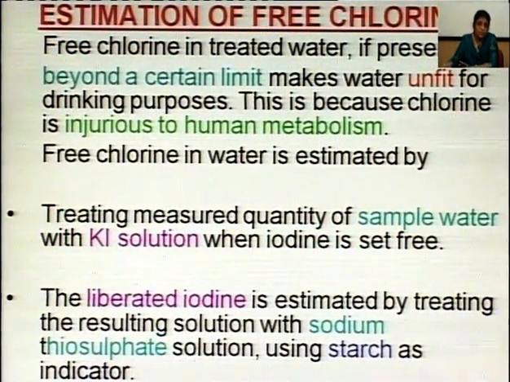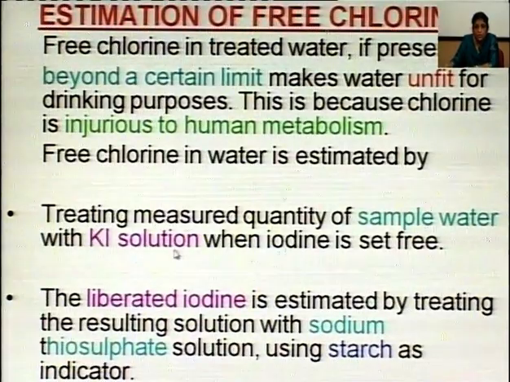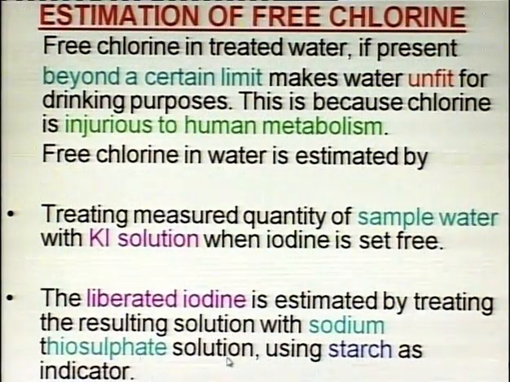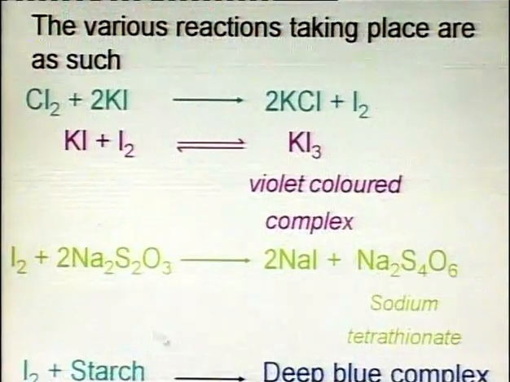So, the third type of estimation is estimation of free chlorine. Free chlorine in treated water, if present beyond a certain limit, makes water unfit for drinking purposes. This is because chlorine is injurious to human metabolism. Free chlorine in water is estimated by treating a measured quantity of sample water with KI solution, when iodine is set free. The liberated iodine is estimated by titrating the resulting solution with sodium thiosulfate solution using starch as indicator.